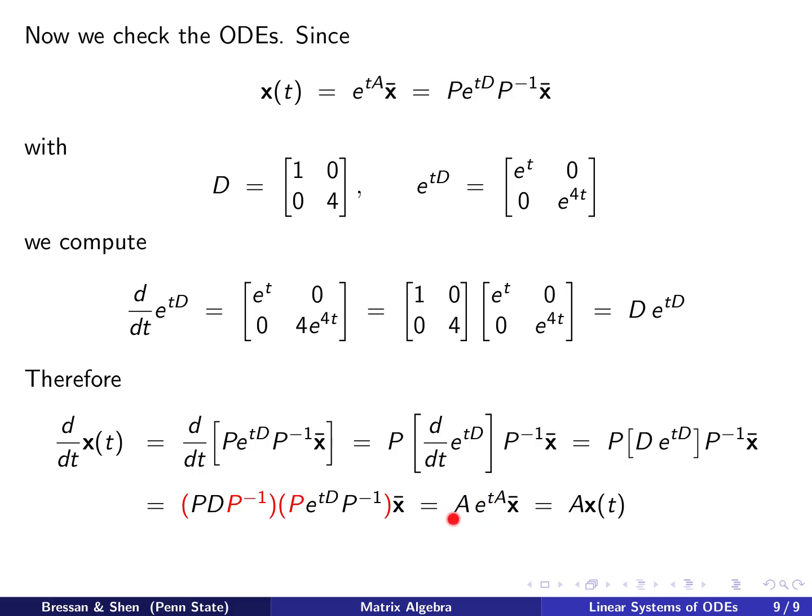So I have this expression, and then I see that that's exactly A times x(t), because e to the tA times x bar is just x(t), because that is our solution. So we verified that this expression also satisfies the differential equation, plus it also satisfies the initial data, therefore it is the solution.